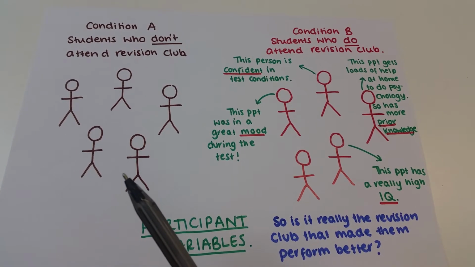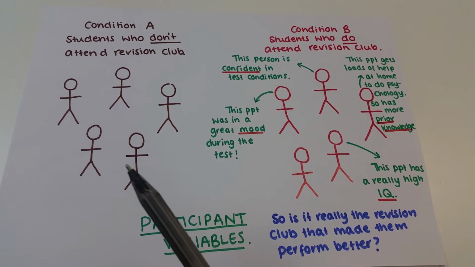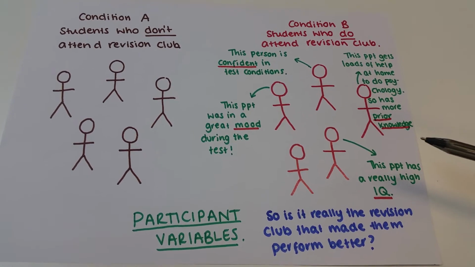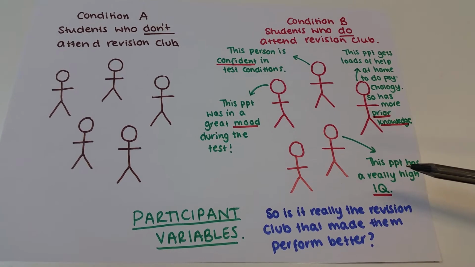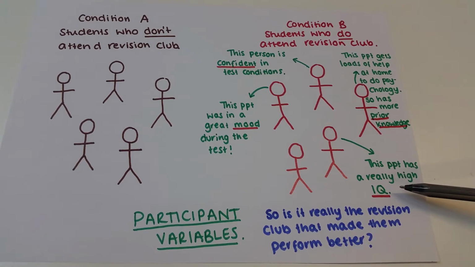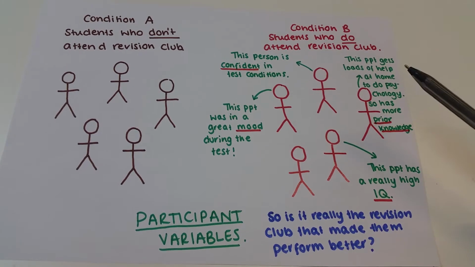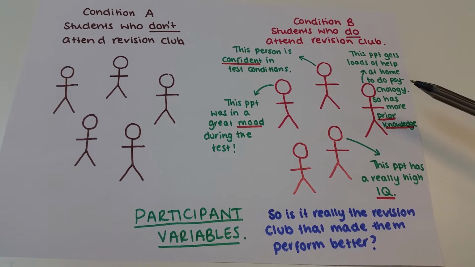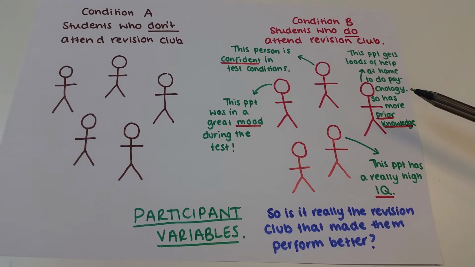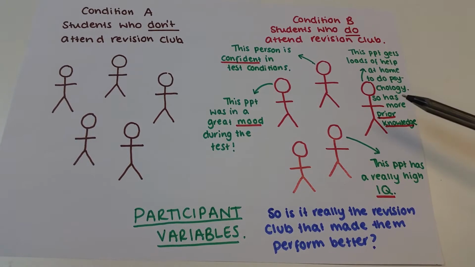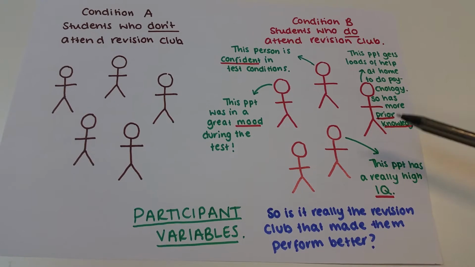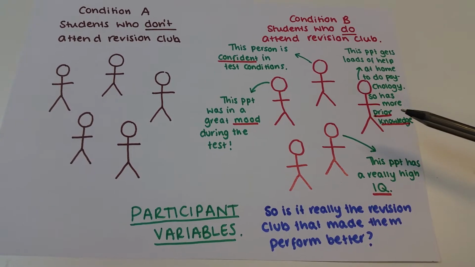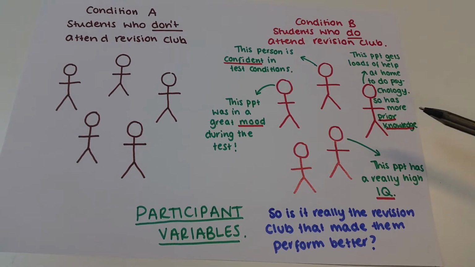And the reason that the students in condition A didn't do very well is because they didn't go to a revision club. But it just so happens that in my condition B, I've got one participant who has a really high IQ. Okay, that's got nothing to do with revision club. They just happen to have a very high IQ. I've also got a participant who at home has a dad who does psychology. So he is able to tell him loads and he's got loads of prior knowledge. Again, that's got nothing to do with him going to revision club. He just happens to know loads about psychology already.